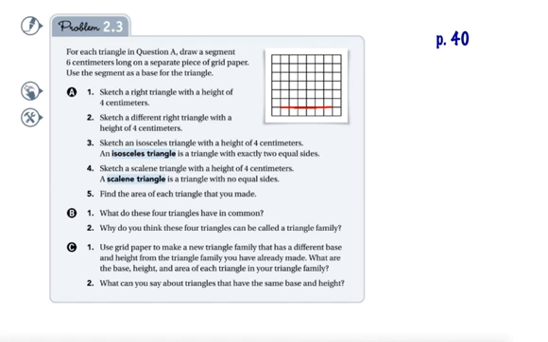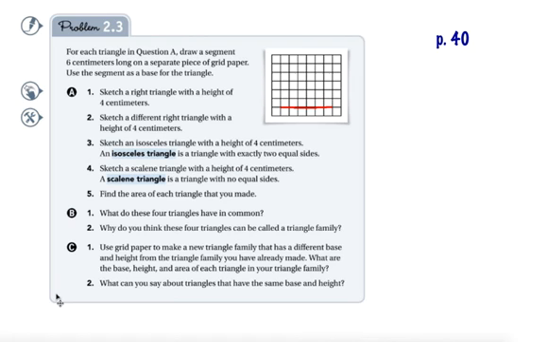So you can either write these answers on your grid paper, or if you'd prefer to write them in your notebook, that's fine too. But B1 wants to know, what do these 4 triangles have in common? And B2, why do you think these 4 triangles can be called a triangle family? Once you're done with that, we move on to C1 and C2 here.